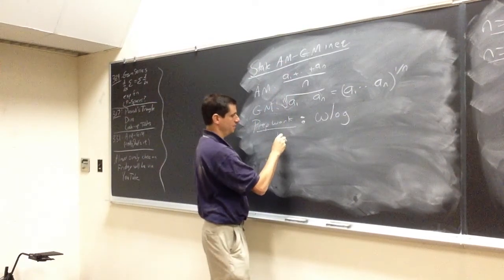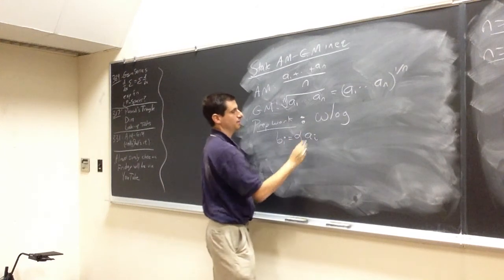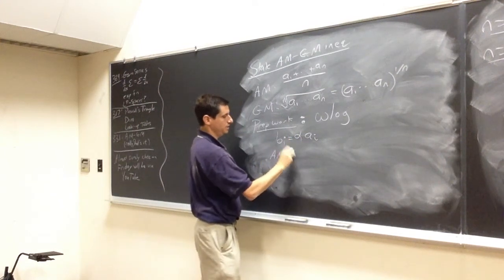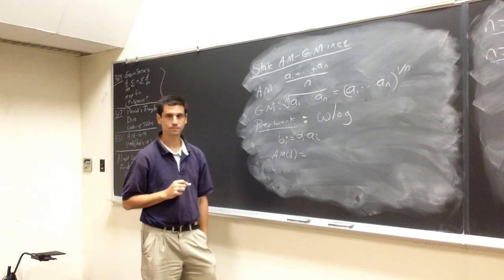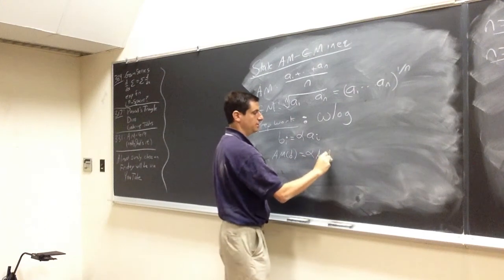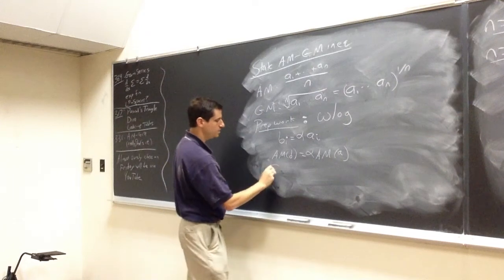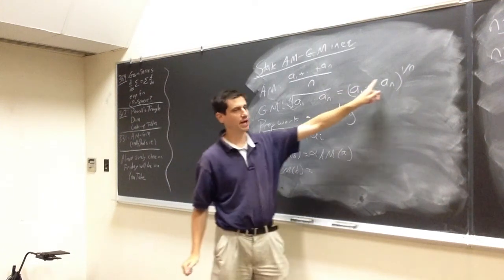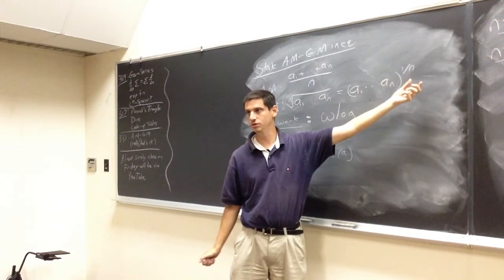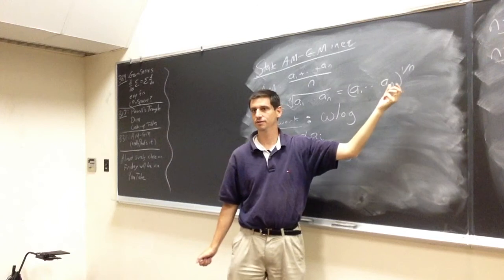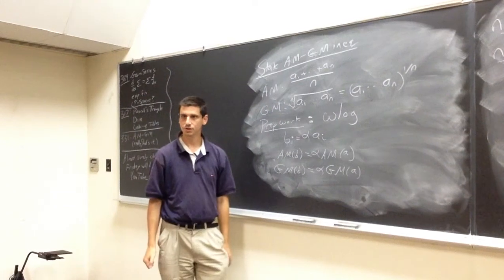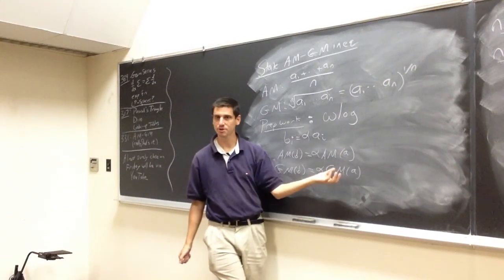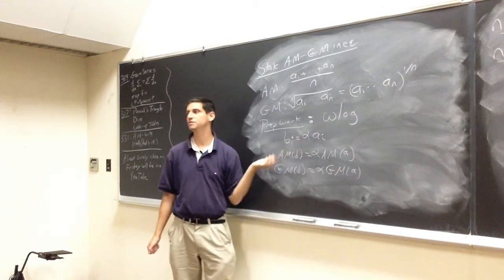So if you let b_i equal alpha times a_i, then the arithmetic mean of the b's, how does that relate to the arithmetic mean of the a's? It's alpha times the arithmetic mean of the a's. What about the geometric mean of the b's? So now I multiply by alpha n times. I have an alpha to the n. I take the nth root. What's alpha to the n to the 1 over n? Alpha. So it's alpha times the geometric mean of the a's. So if the inequality that the arithmetic mean is greater than or equal to the geometric mean holds for the a's, it holds for the b's, and vice versa.